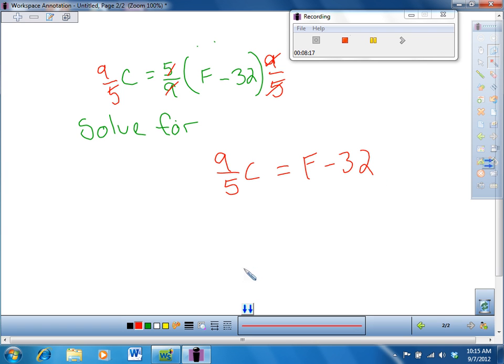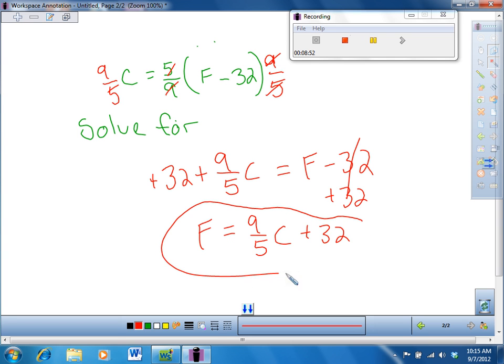Now what? What should I do to both sides? How do I get F by itself? Yes, Lindsay. Add 32 to both sides. That goes away. I'm going to add that 32 over here. Okay? So what I have is Fahrenheit degrees is equal to 9/5 Celsius plus 32, and I could switch these around since it's addition. So now if you want to change Celsius into Fahrenheit, you can do it that way. Okay? And that's why you'd want to do something like that.